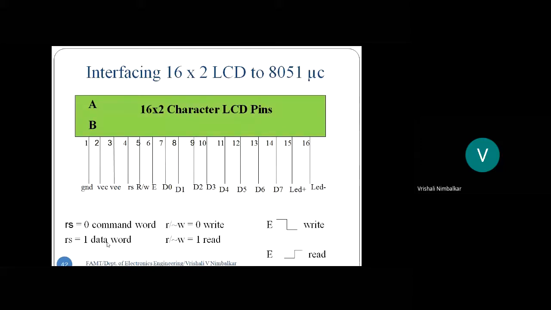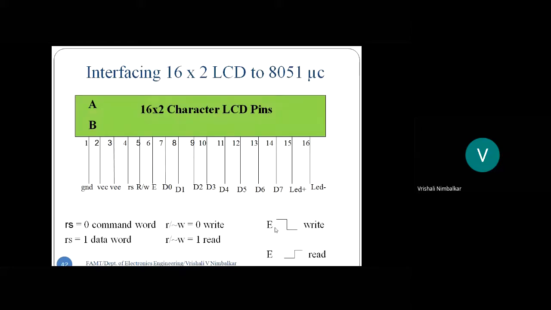The next signal, R/W bar, from the name itself: if R/W bar is 0, the microcontroller is writing some information to the LCD, and if R/W bar is 1, the microcontroller is reading some information from the LCD. It is R/W bar, so write is active low, read is active high.